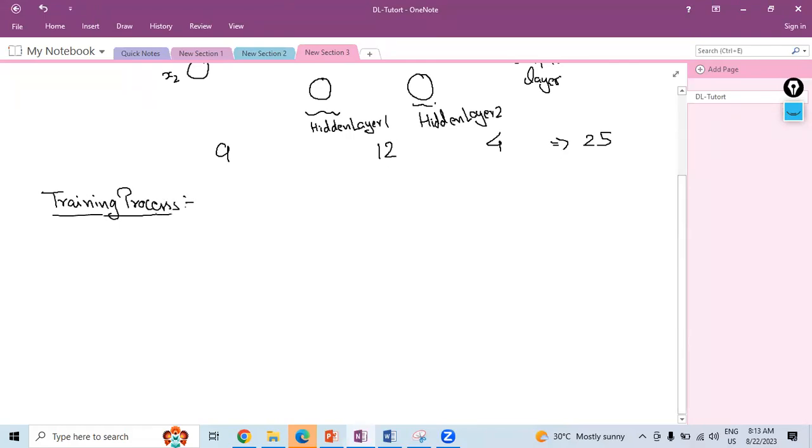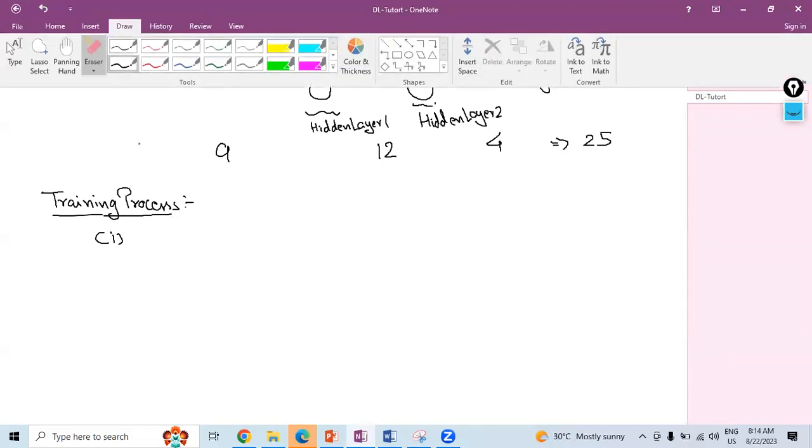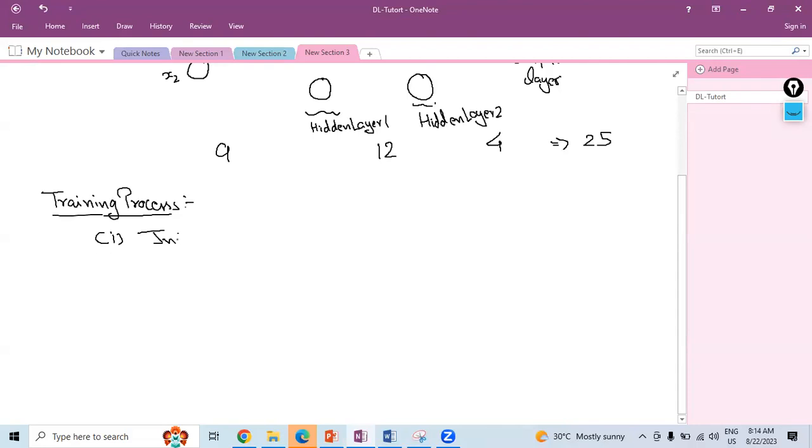So what is my training process? How do we start it? The very first step is we initialize the weights. So weight or bias, you can say both things. In this training process, first we initialize the weights and bias. This is my first process.